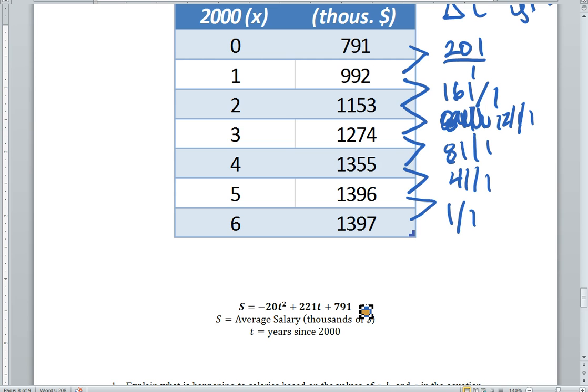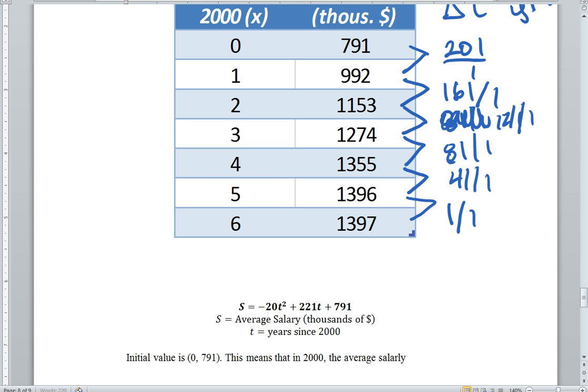Okay, so we notice a couple of similarities. Number one, we notice that the initial value is 791. So we can say that the initial value is the point 0, 791. This means that in 2000, the average salary was $791,000.